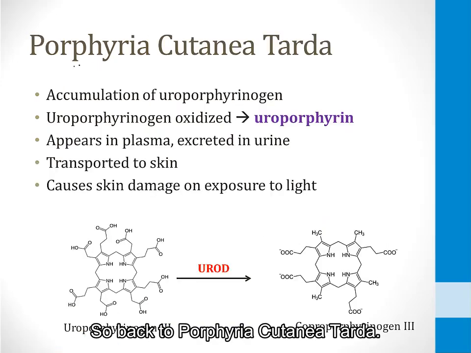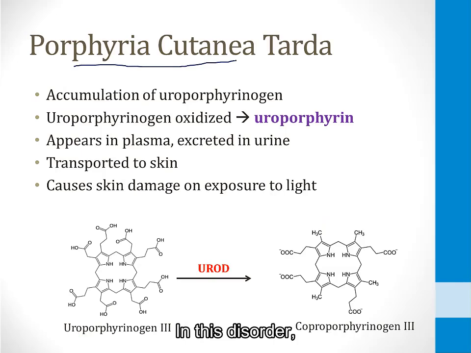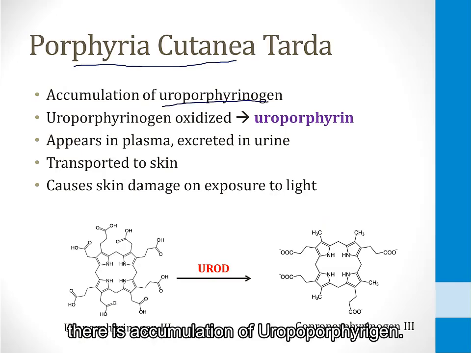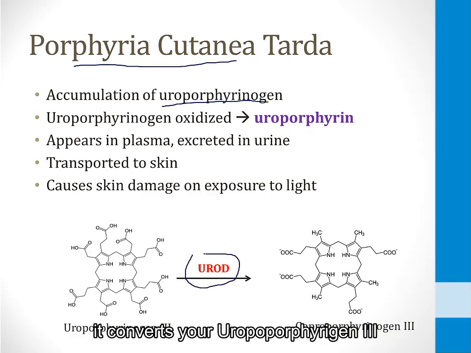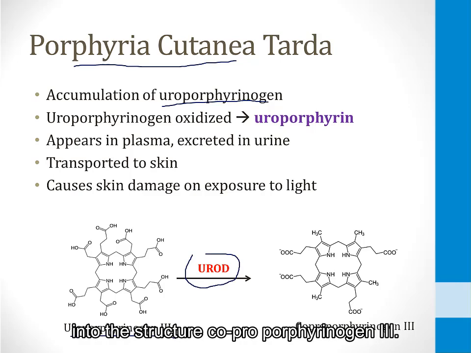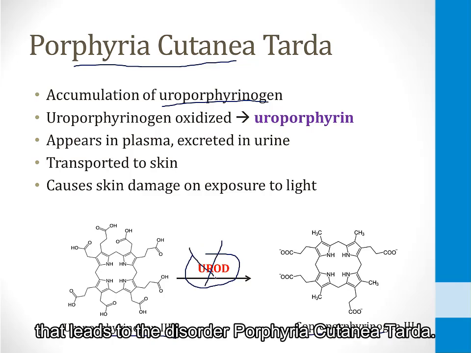So back to Porphyria cutanea tarda. In this disorder, there is accumulation of uroporphyrinogen. At the bottom of the screen, I've shown the reaction that urod catalyzes. It converts uroporphyrinogen 3 into the structure coproporphyrinogen 3. And when urod is deficient, that leads to the disorder Porphyria cutanea tarda.